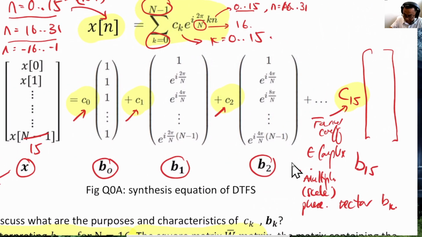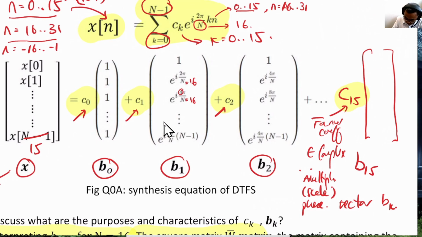Well, let's try this. If c0 is a value of 3, then 3 multiplied by all these 1s, these vectors will become all 3s. What about introducing 3 here? If we have 3, the first one will be 3, the second one will be 3 e^(j2π/16), in this example 16. So what we do is that we are introducing a gain for this vector.